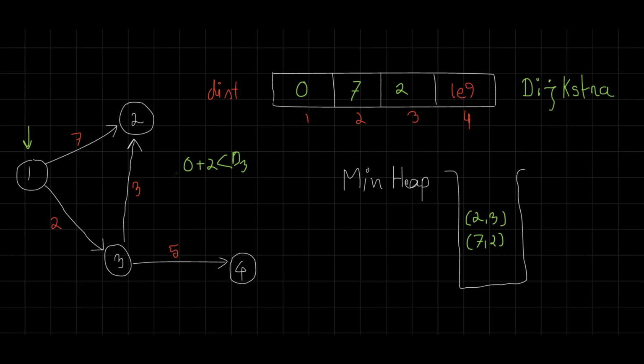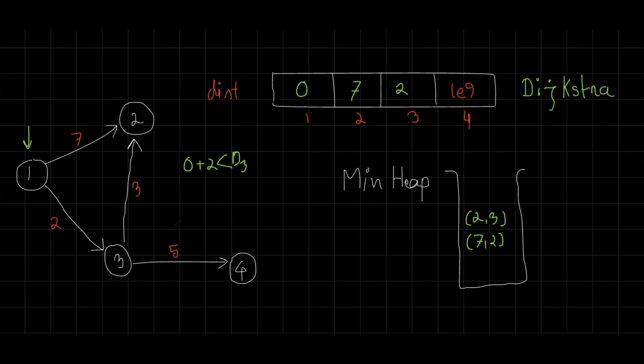Now, what is the top element of the min heap? Which is this, and here the node is 3. That means now we will start the iteration from the node 3. So from node 3, we can reach node 2 and node 4. So now, first try to reach node 2.